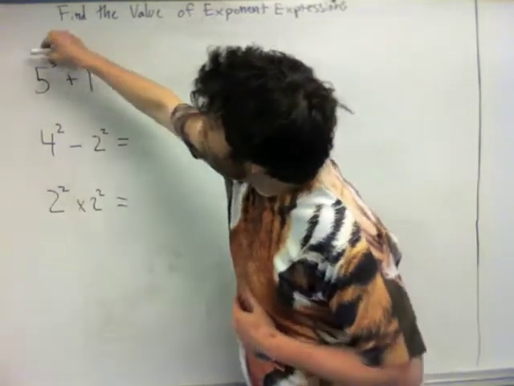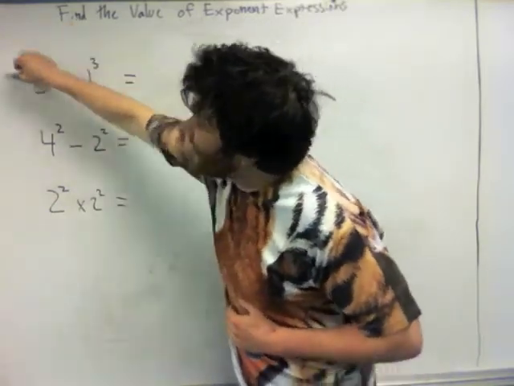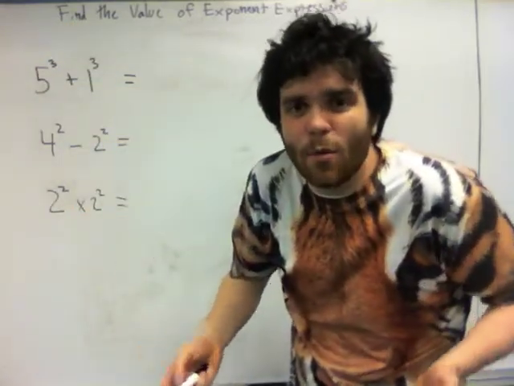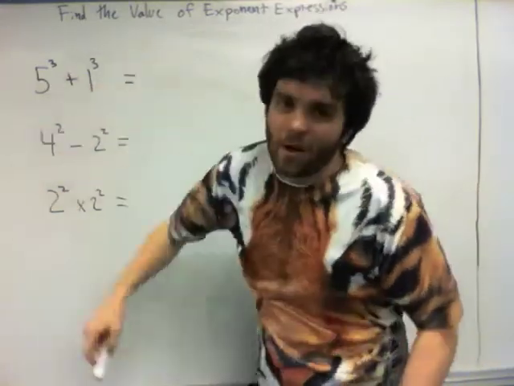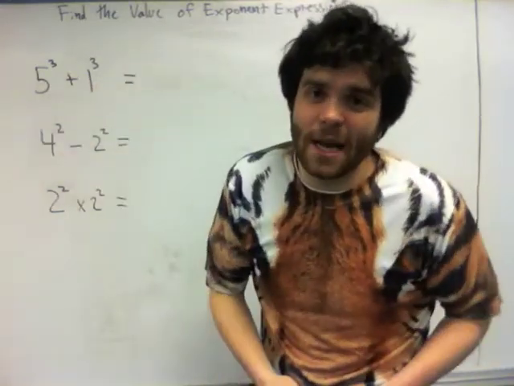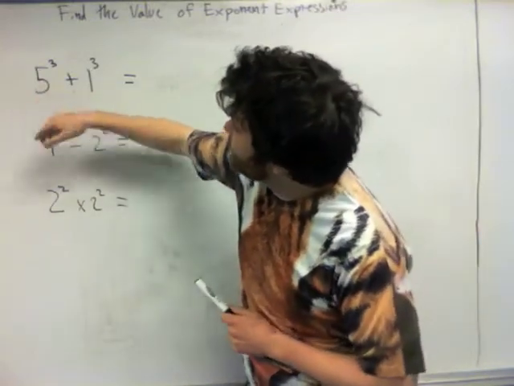So we need to figure out what this is first. It's 5 to the third. Well, what does that equal to? What is the value of that? And then we need to add it to 1 to the third. And that's exactly the kind of steps that we're going to take. So we're first going to say, well, what is 5 to the third equal to?